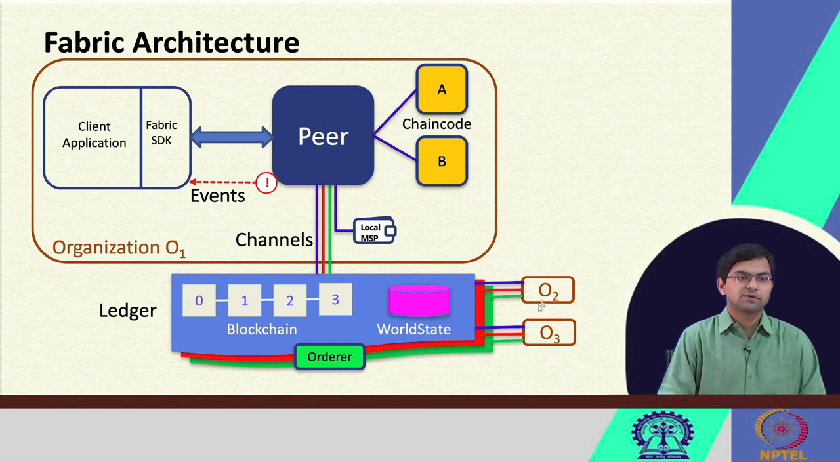Similarly, there would be other organizations participating in the network, and the transactions executed by these organizations are ordered by a particular service called the orderer. The orderer takes the transactions from different peers, orders them, and compiles them into a block, which is then committed through the consensus process. There are different implementations of Fabric orderers. The most popular one, or the default one, is the Raft implementation.